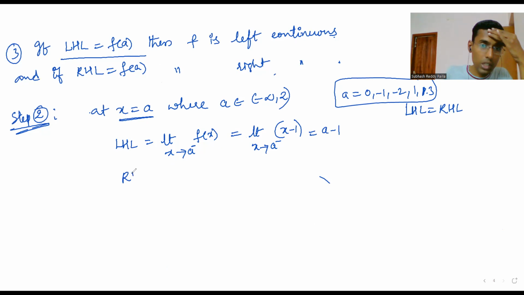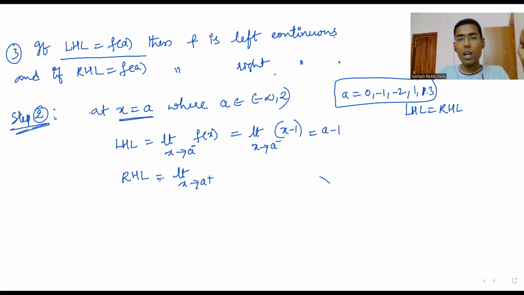So the right hand limit is also the same. Limit x tends to a plus, approaching a from the right hand side. But this is also x minus 1, because a is less than 2. Any doubt here? A is less than 2. Any doubt?